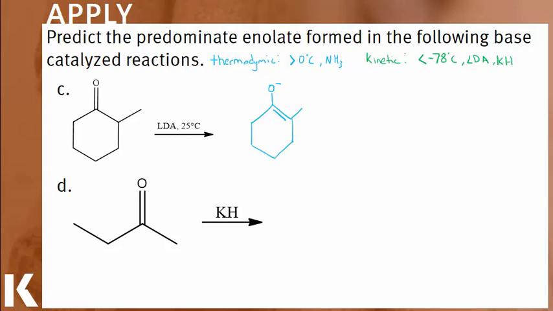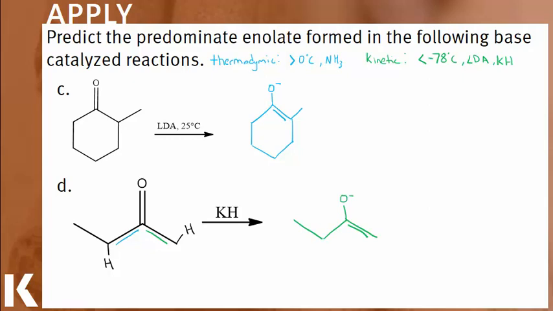Lastly, D has two hydrogens that can be deprotonated, one here, which would lead to a double bond here on the more substituted carbon, and one here, resulting in a double bond on the less substituted carbon. We aren't given a temperature, but we do see a base. KH is a strong base, so we should see the formation of the kinetic product, which results in the following enolate on the less substituted carbon.